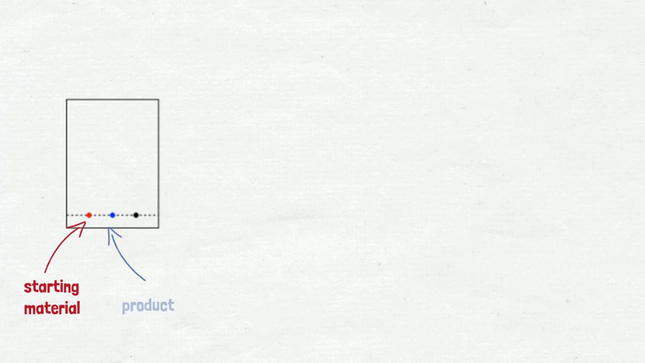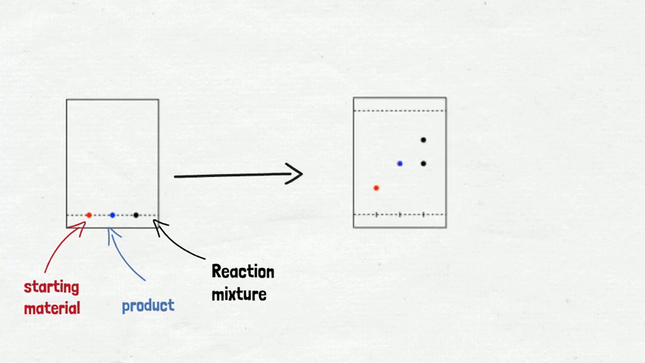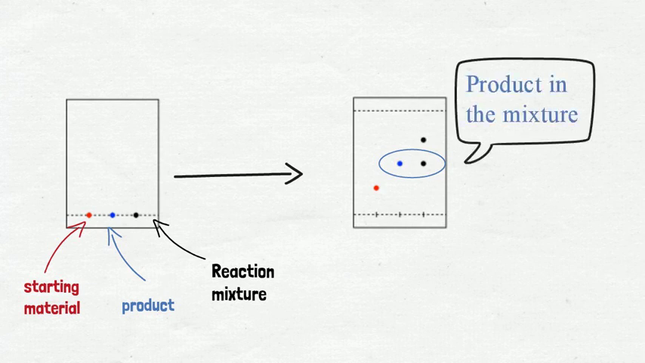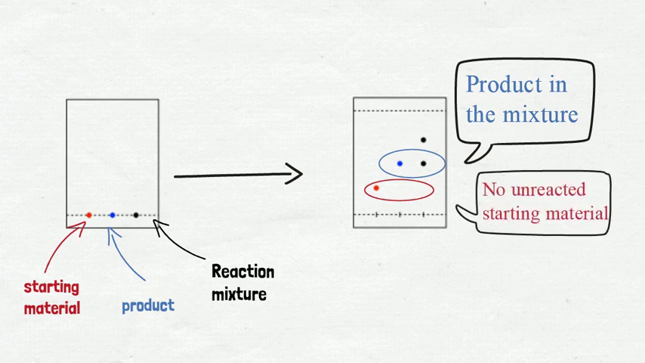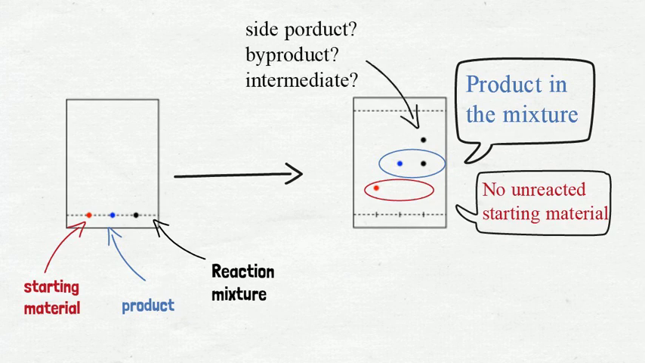If we also know the expected product and if we have a sample of the product, we can also spot the product to determine if the reaction has been successful or not. For example, here we have a spot with the same Rf value as the product. This could indicate that the product has been formed. There are no spots with the same Rf value as the starting material, so there's probably no more starting material left. However, there's another spot showing up here. This could be either a side product, a byproduct, or an intermediate, which we could either determine based on the reaction or we need to do further analysis.